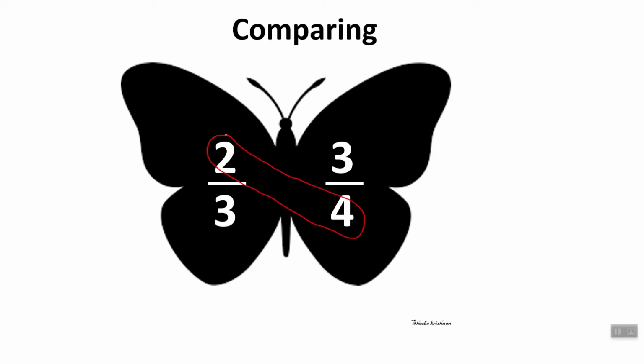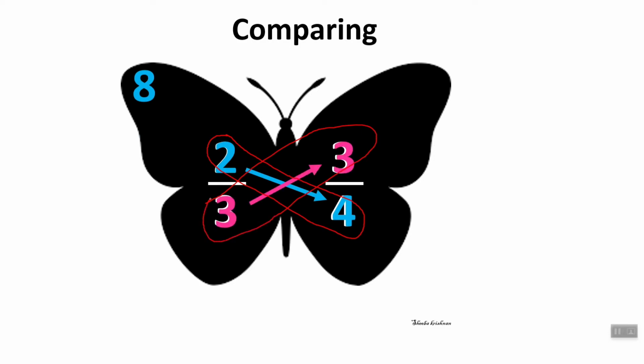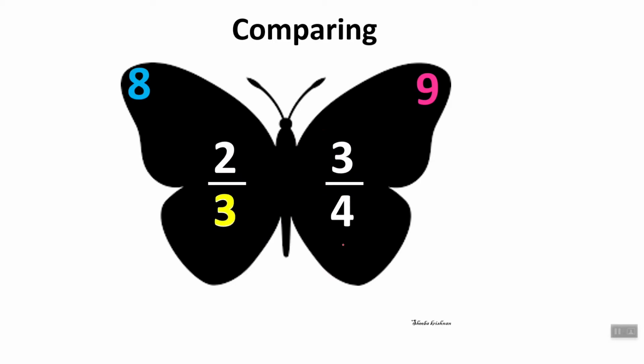2 times 4. 2 times 4 is 8. Then we multiply 3 and 3 this way. So 3 and 3 we will multiply. 3 times 3 is 9. Next we will multiply the denominators 3 and 4. 3 times 4 is 12.